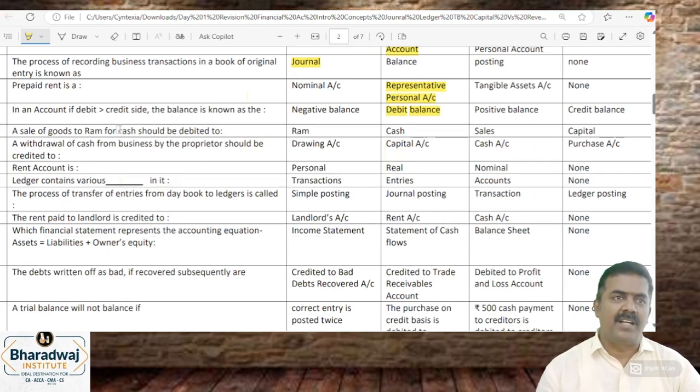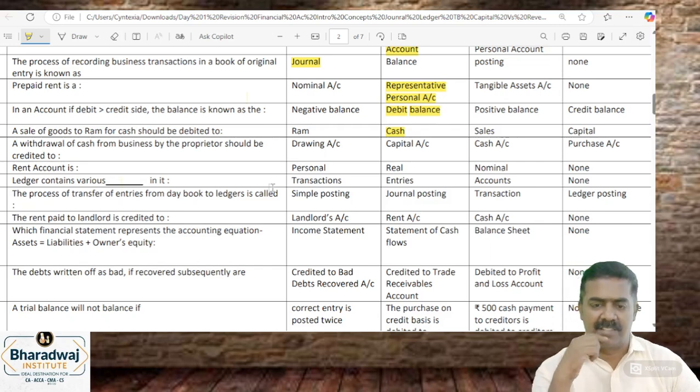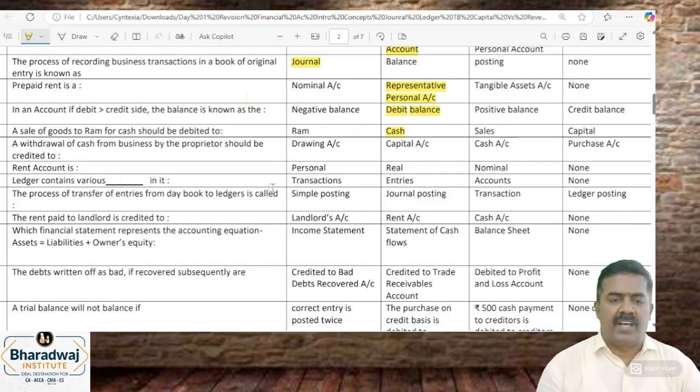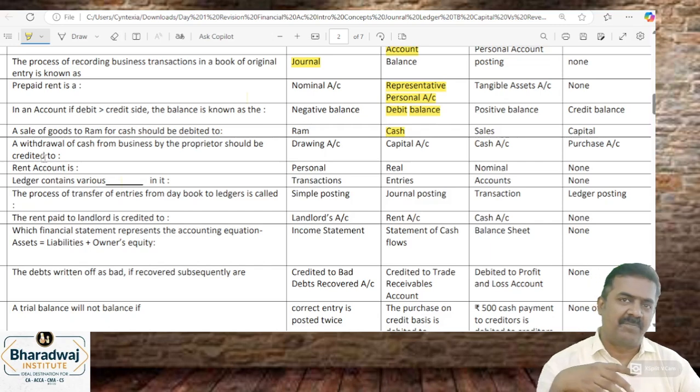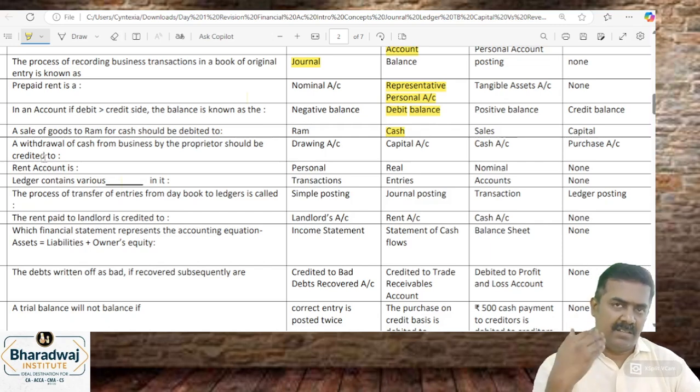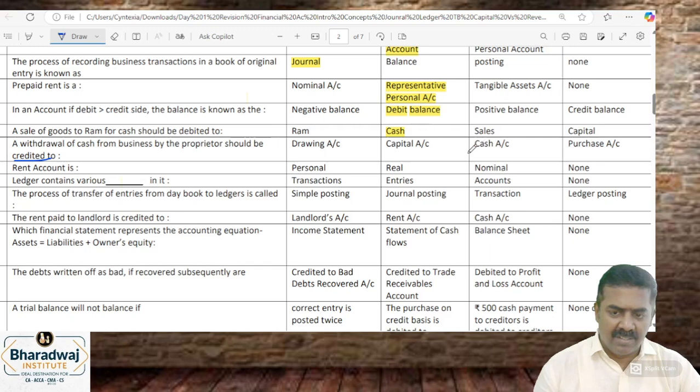cash sales. What is the entry you will pass? Ram account debit to sales or cash account debit to sales? Cash account debit to sales. It is not a credit sales, it is cash sales. Withdrawal of cash from business by the proprietor should be credited to which account? Drawings account debit to cash. Credited to cash account.